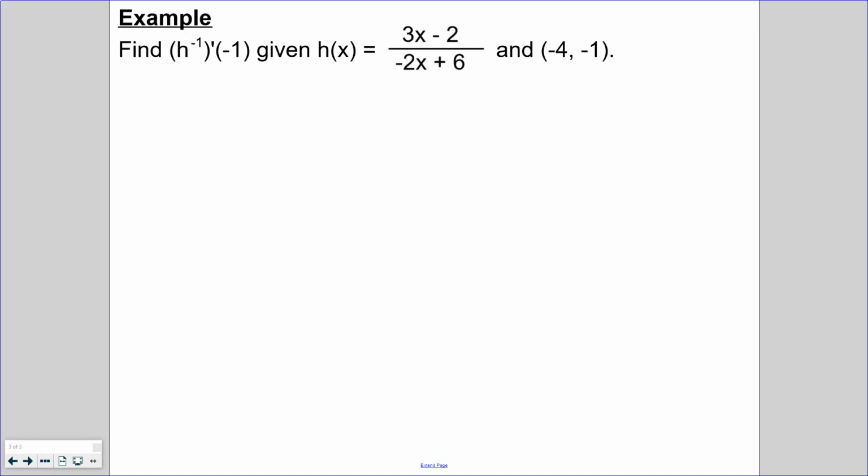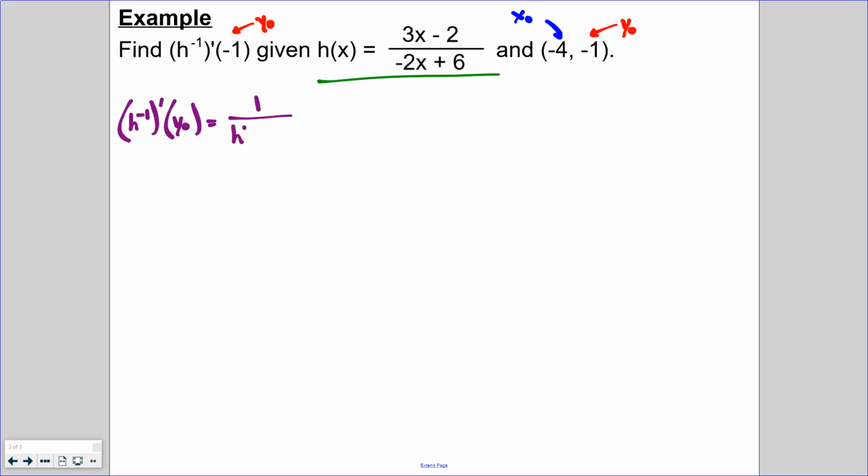So just like before, we'll identify our x sub 0 and y sub 0 first. We can see that our y sub 0 value is going to be negative 1, and our x sub 0 value is going to be negative 4. And we have a function 3x minus 2 all over negative 2x plus 6. So we'll start with our formula for the derivative of an inverse function. That's going to be the inverse of h prime of y sub 0 is equal to 1 over h prime of x sub 0.